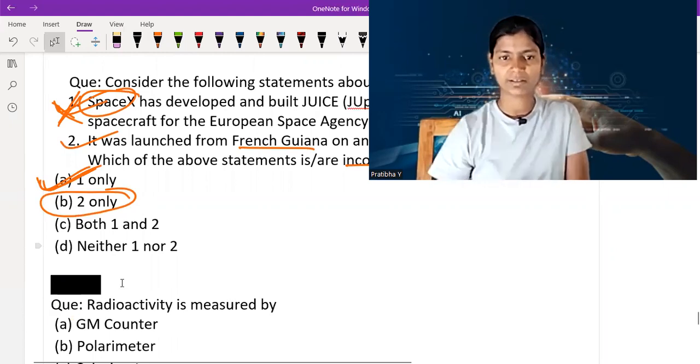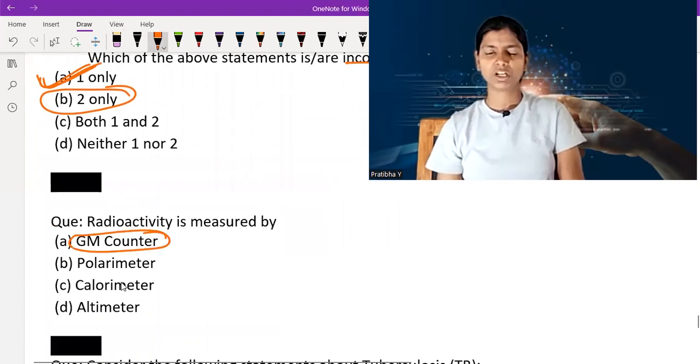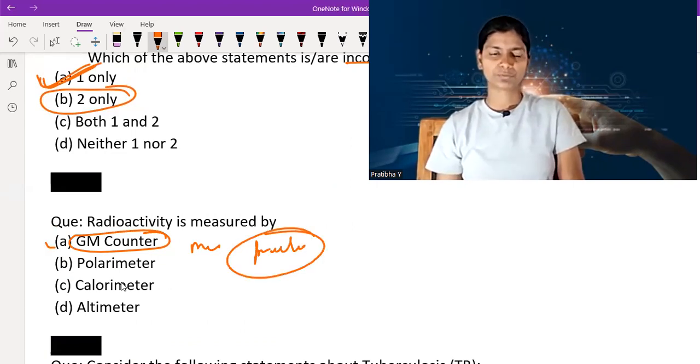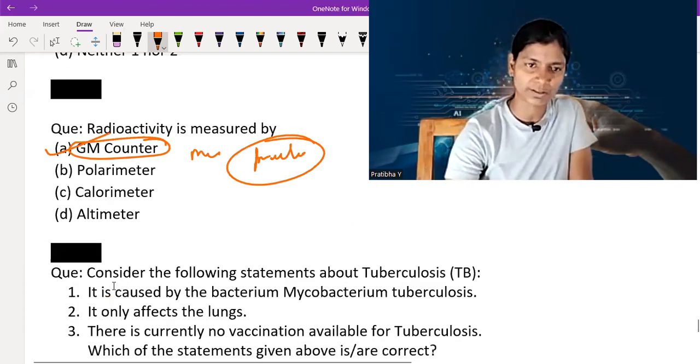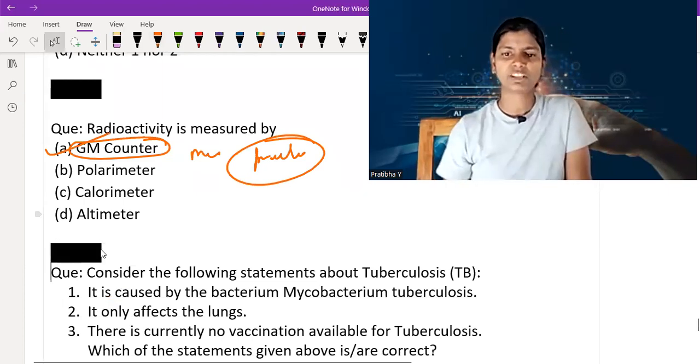Radioactivity is measured by a device used experimentally to measure radiation by counting pulses per second. So the statement is correct. That is option B. Yes, the option is correct. Now let's move on to the next question.